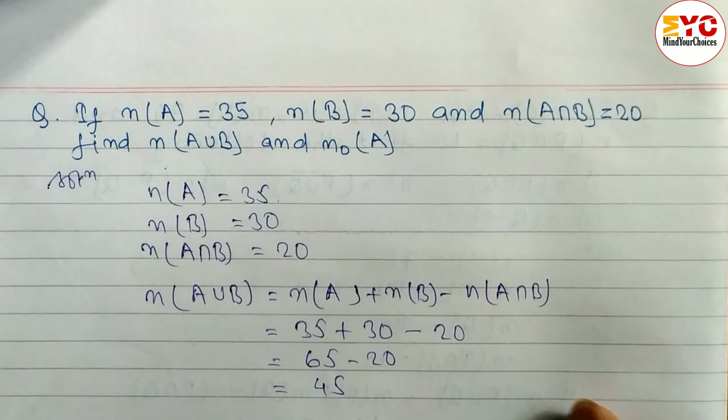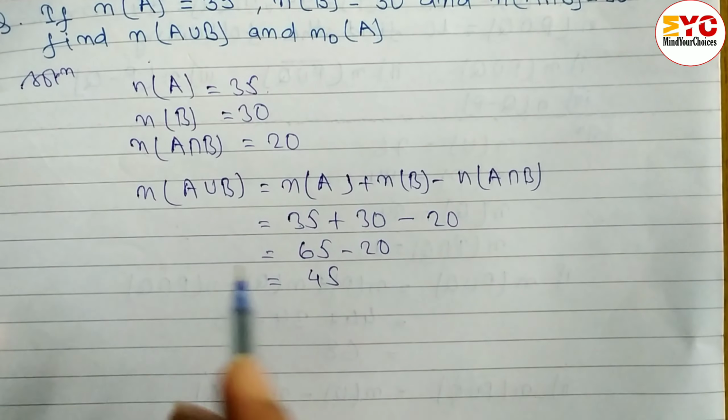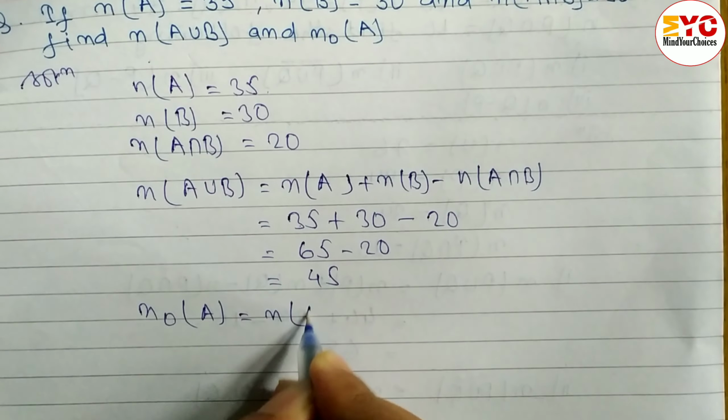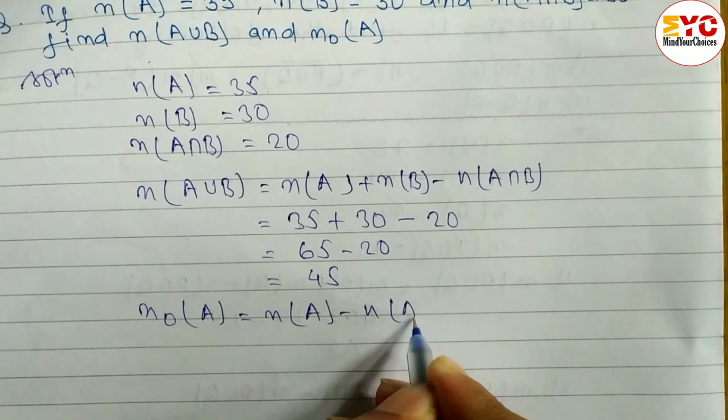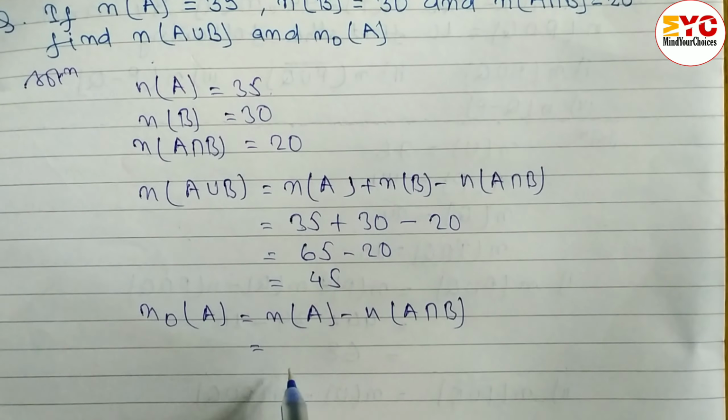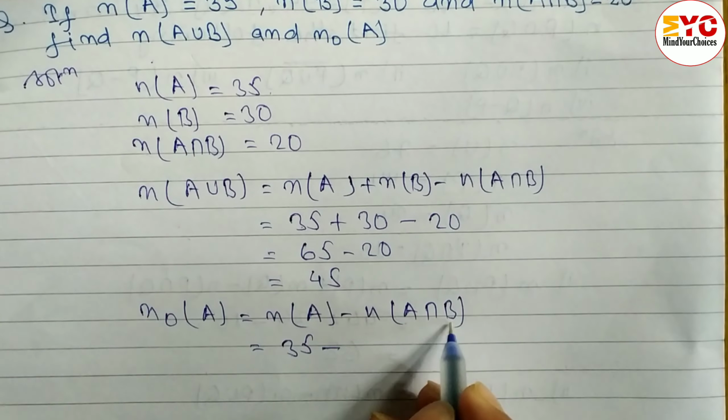Next, what we have to find out? Only A. Now for only A we have to use a formula. What is the formula of only A? n(A) minus n(A intersection B). n(A) is equal to, what is the value of n(A)? 35, so we write here 35 minus n(A intersection B).